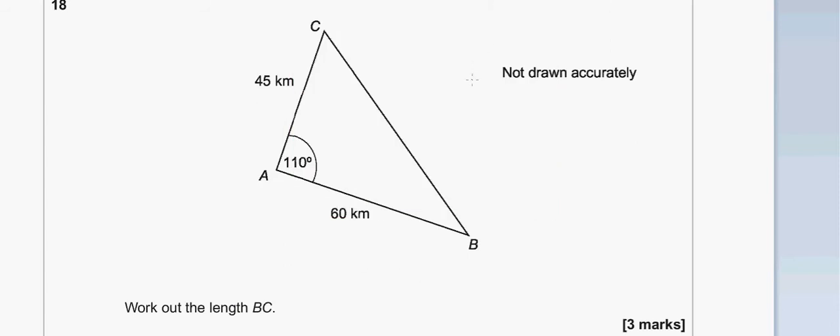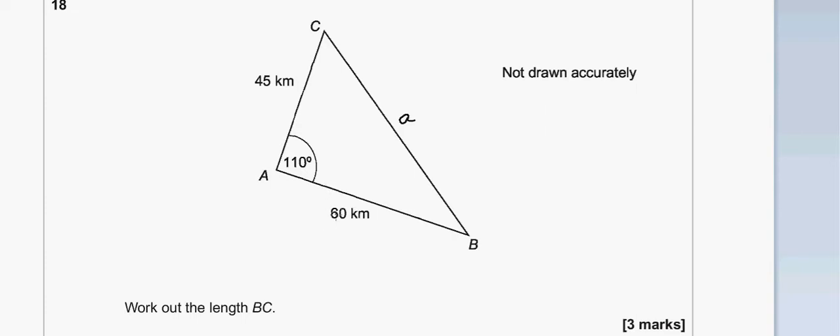So question 18. We have a triangle here, not drawn accurately, and it says work out the length of BC. So we need to know this length, BC. Now we don't have matched pairs. We have an angle opposite this side, but we don't have a second angle in the triangle to help us out. So this means we have to use the cosine rule.